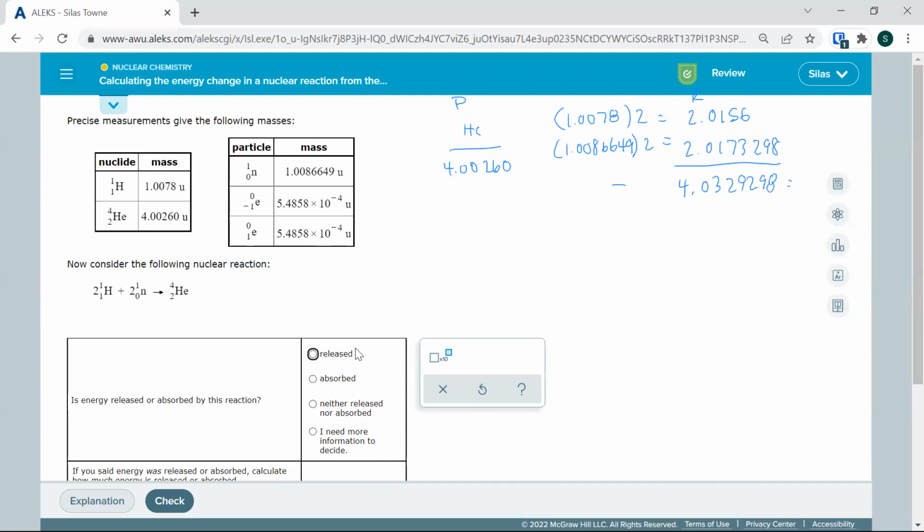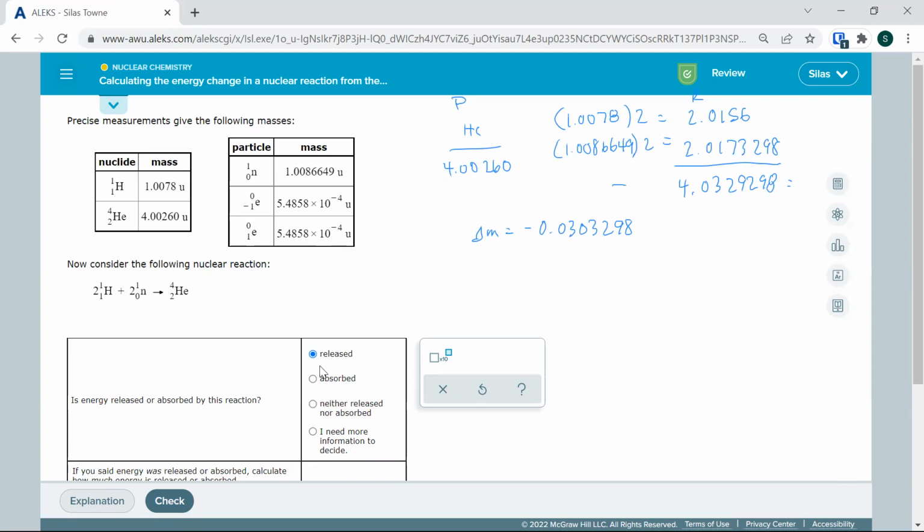Okay, so let's subtract. And we get our change in mass is equal to negative 0.0303298. So that is smaller than 0. So energy is being released. So like the sun, right? Hydrogen reacting. So that's an example of fusion, and it's releasing energy. So that's what's going on here.